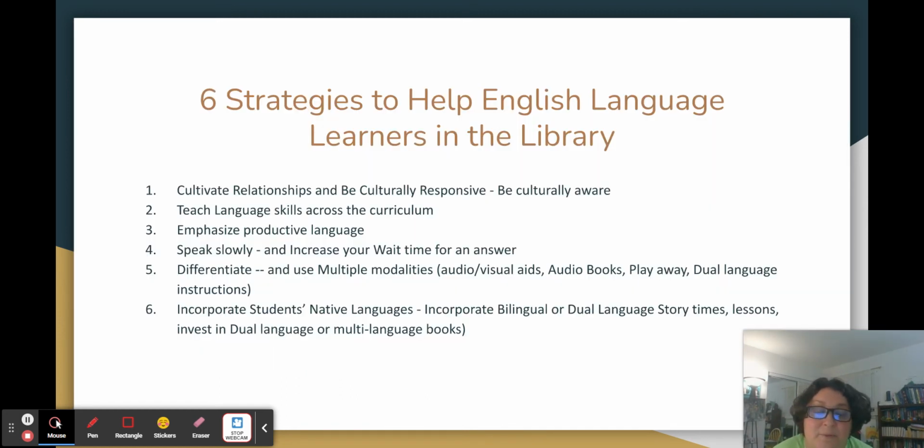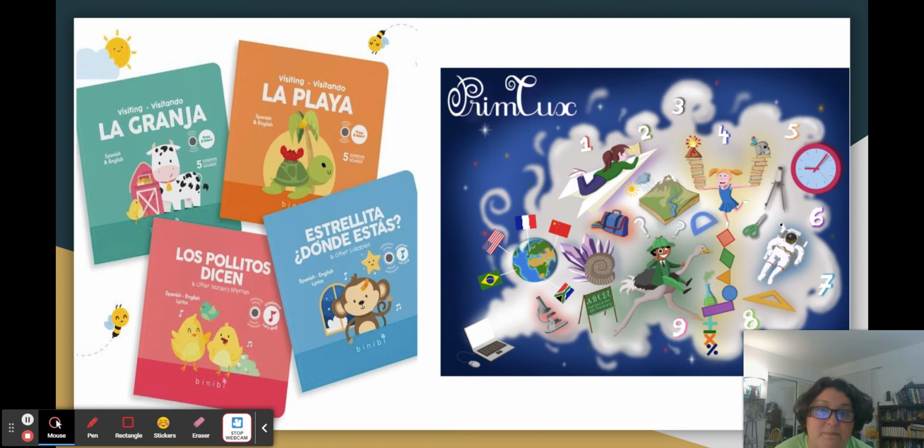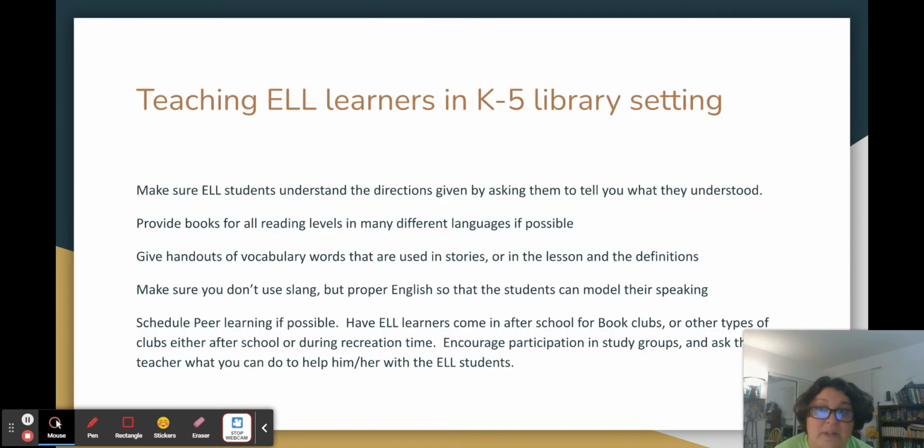Six strategies to help English language learners: cultivate relationships, be culturally aware, teach language skills, emphasize productive language, speak slowly, differentiate multiple modalities. That's very important. Make sure that you have videos, that you have recordings, that you have instructions, all in the native language and in English if you can. And be sure to provide different books depending on the population you're serving. Our school libraries should be representative of who we're serving.